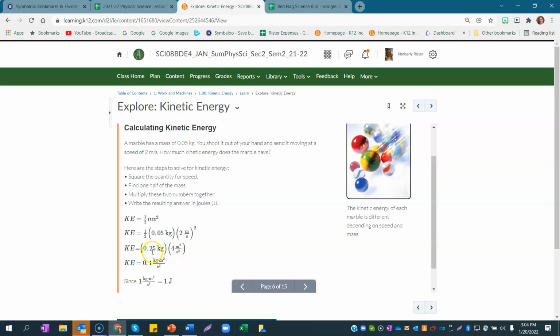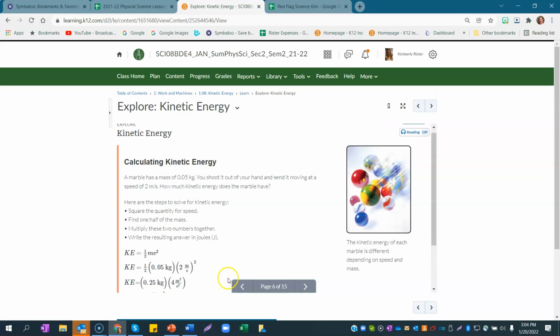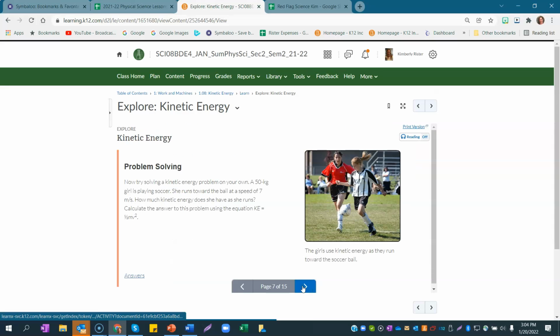When you multiply those two numbers, you get 0.1, and then this kilogram times meters per second squared, that little ratio, is equal to 1 joule. So kinetic energy is represented in J, capital J, a joule. That is how you solve the problem.